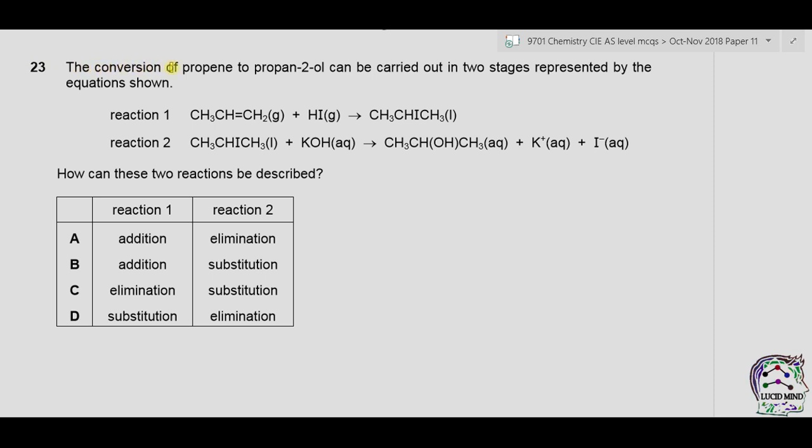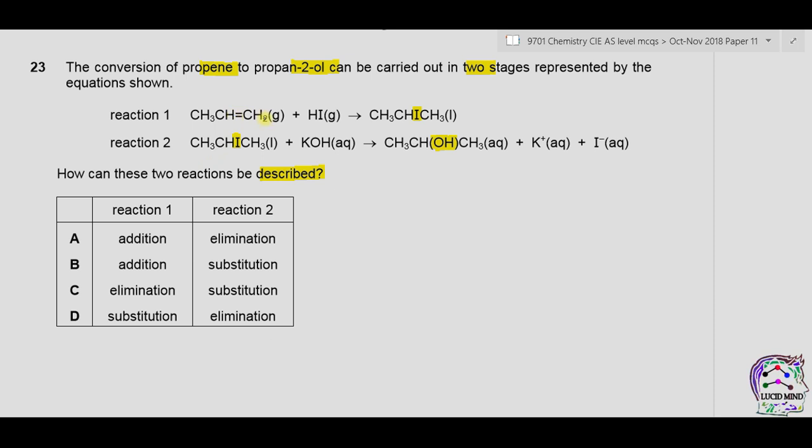Question 23. The conversion of propene to propan-2-ol can be carried out in 2 stages represented by the equation shown. In the first reaction, alkene is converted into halogenoalkane, iodine is introduced. In the second reaction, halogenoalkane is reacted with potassium hydroxide to make alcohol. How can these 2 reactions be described?